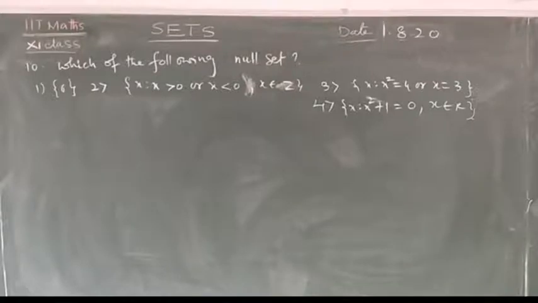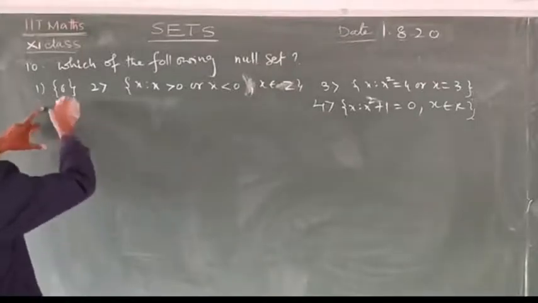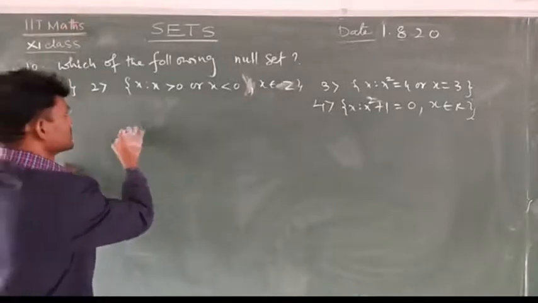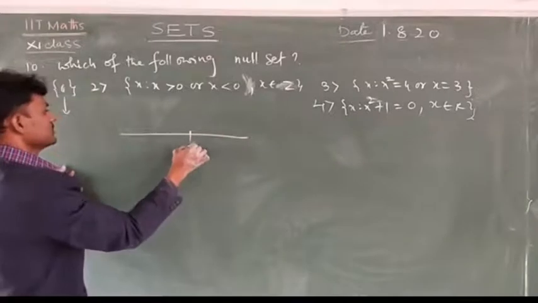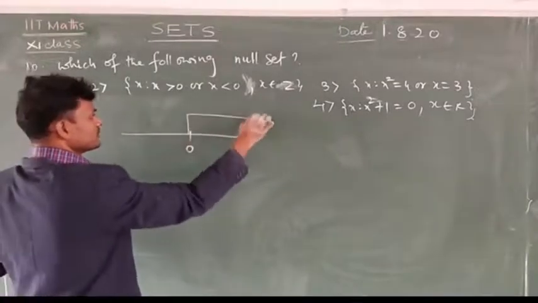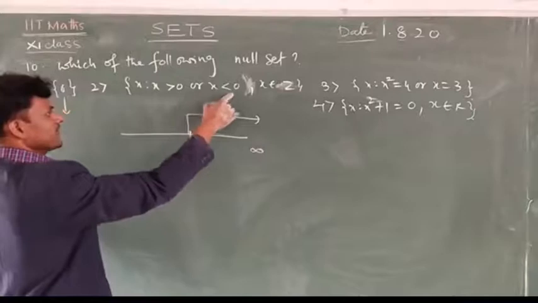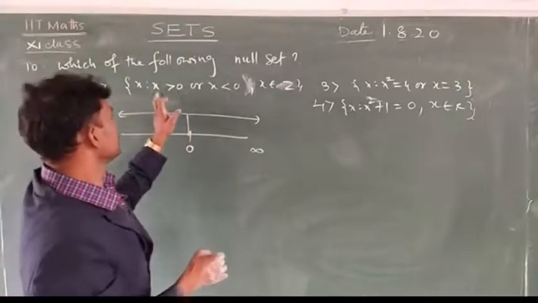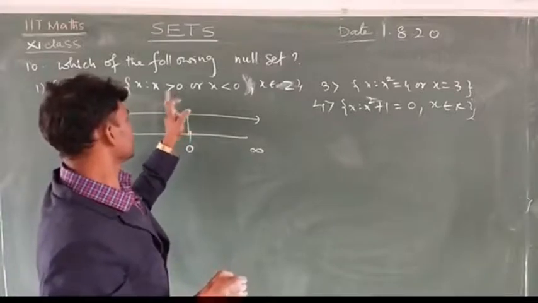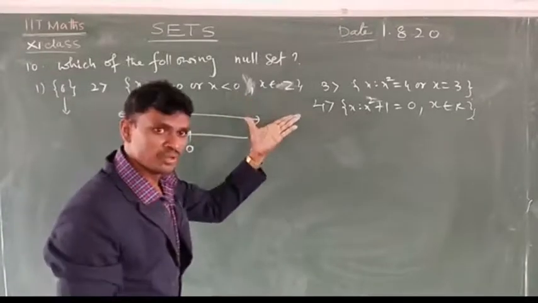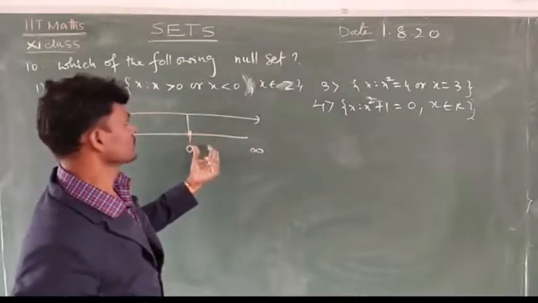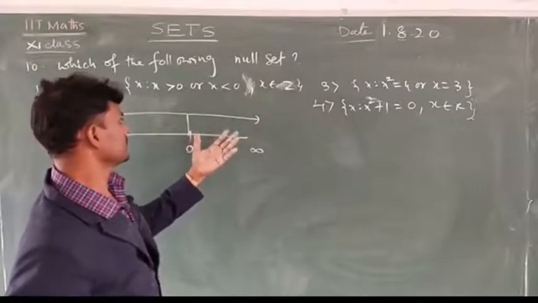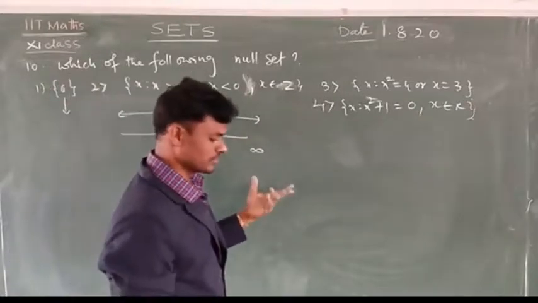Okay, next, the 10th one: which of the following is a null set? Here the first one is a singleton set, it has one element. That's why this is not a null set. Next, the second one: x greater than 0 means from here to here, infinite, and x less than 0 means this side, but in between at 0, there are no numbers possible. x belongs to Z, where 0 is an integer, again in between there are no numbers.